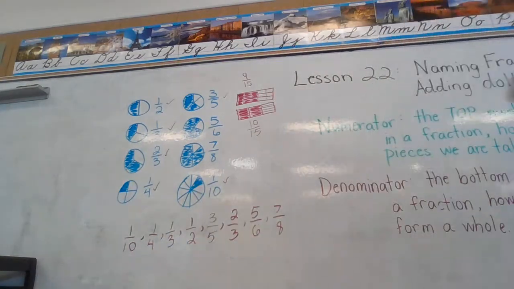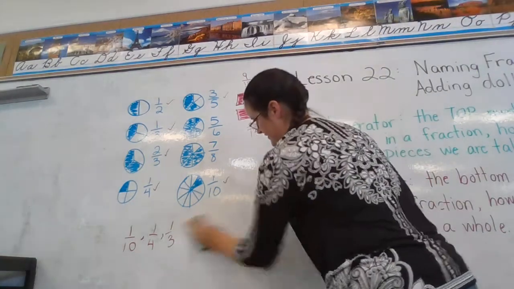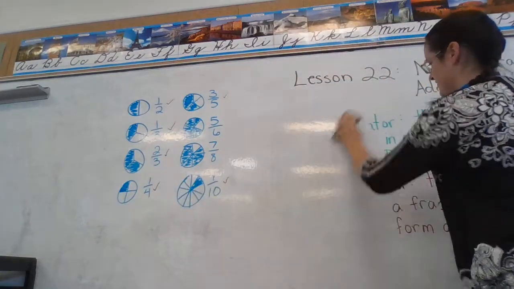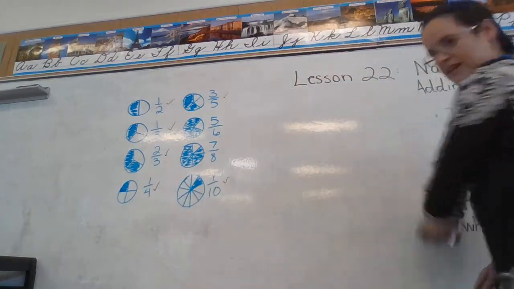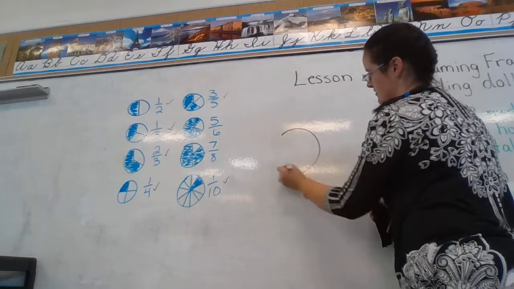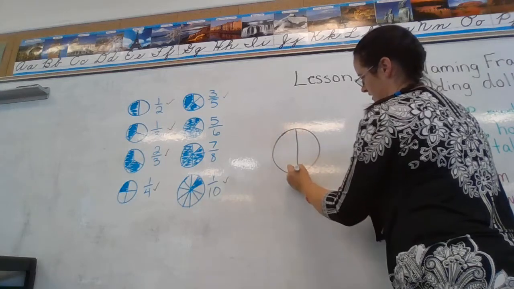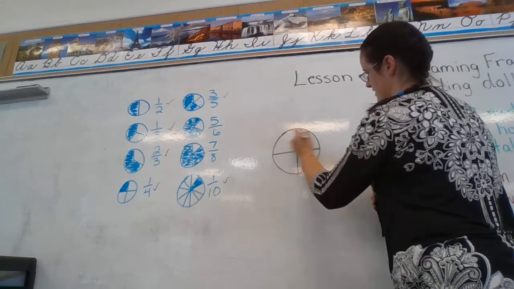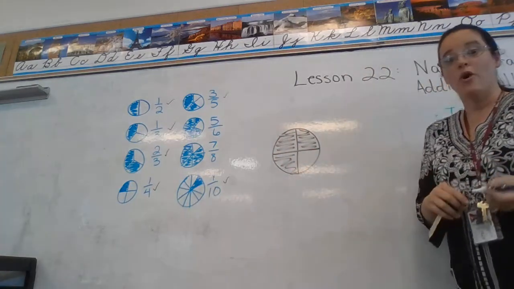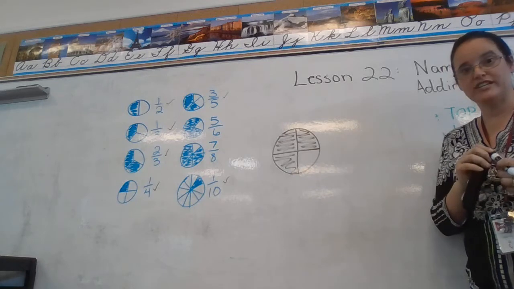Okay? Our next example wants to know what fraction of the circle is shaded. So we'll get rid of this so that we have a little bit more space here. And here's my circle. And then I'm going to color in this much. So the first one is, what fraction of this circle is shaded?